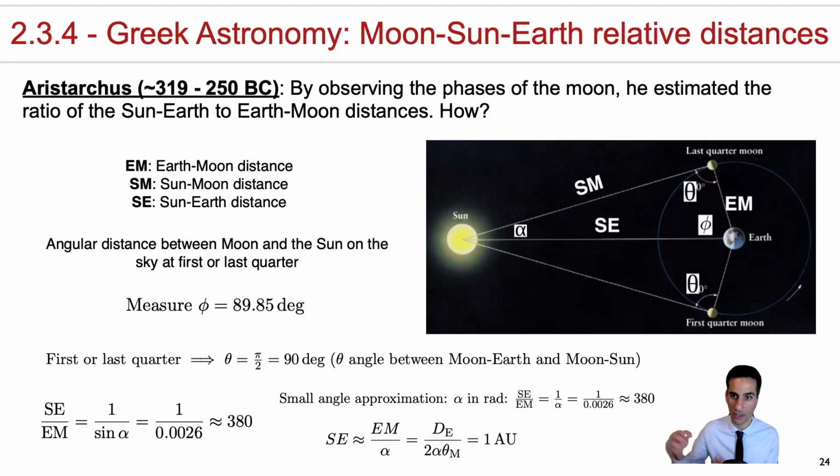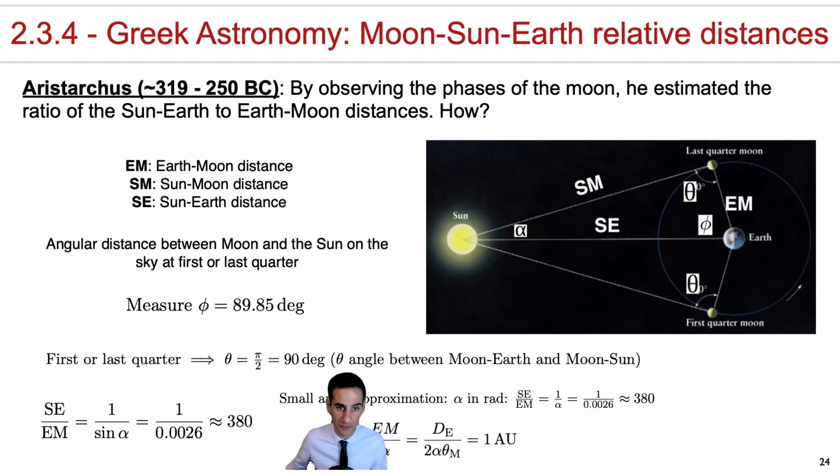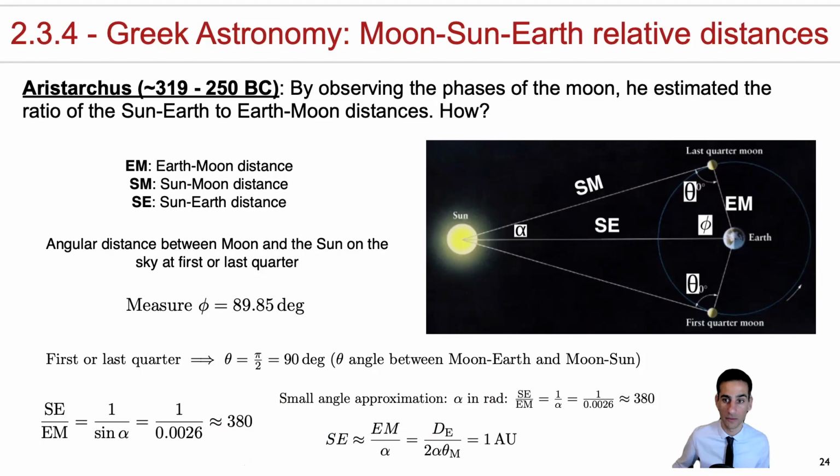You can actually calculate the ratio between the distance between the sun and the Earth and the moon, which is just 1 over alpha in this case, because the angle is so small that you can use the small angle approximation, or if you're really keen, you can use just sine alpha. The value will be the same because the angle really is incredibly small.